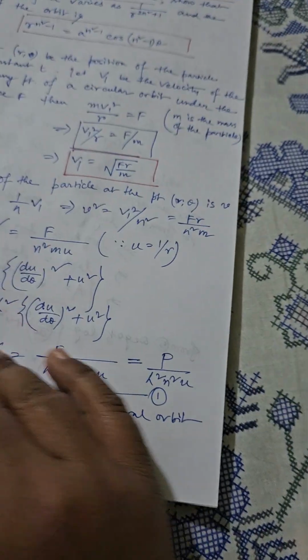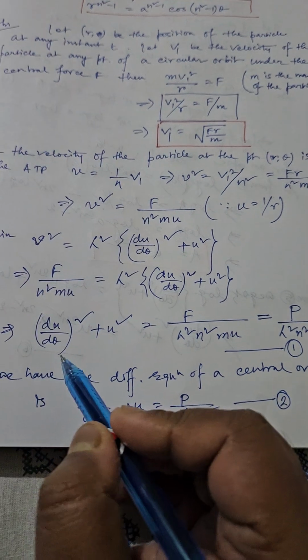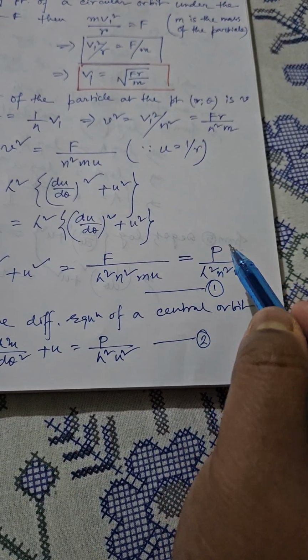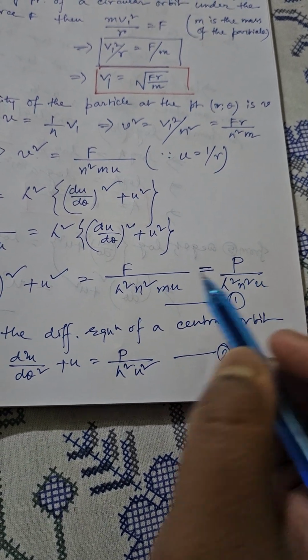Now we need to consider the first equation. Say this is the first equation. Here we have used (du/dθ) whole square plus u square. This is equal to this expression, so p by h square n square u. Remember what was p?